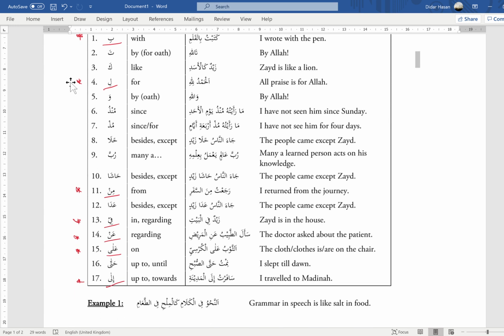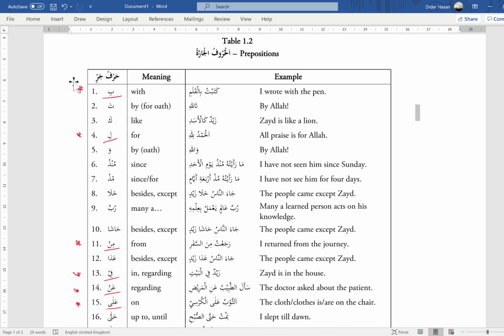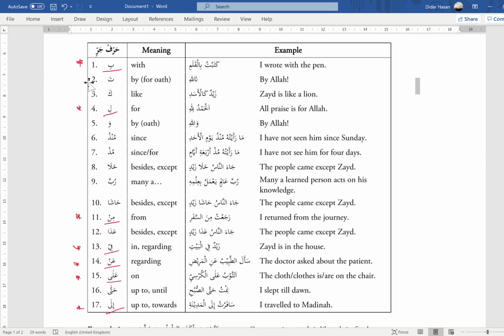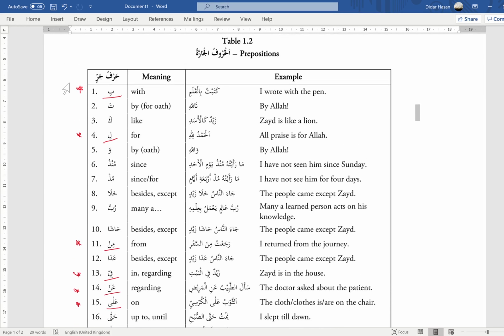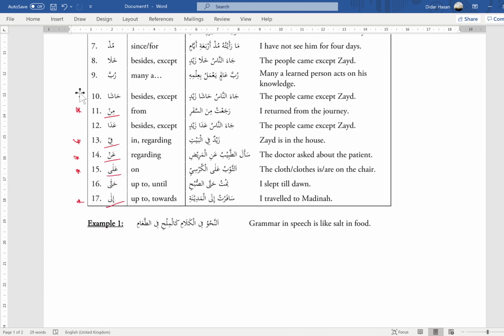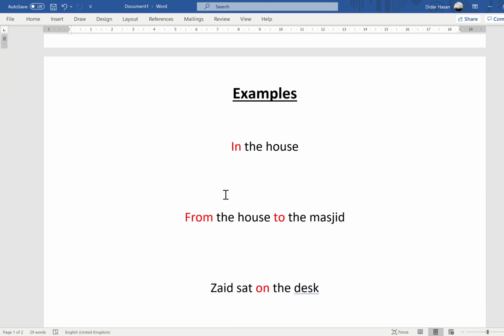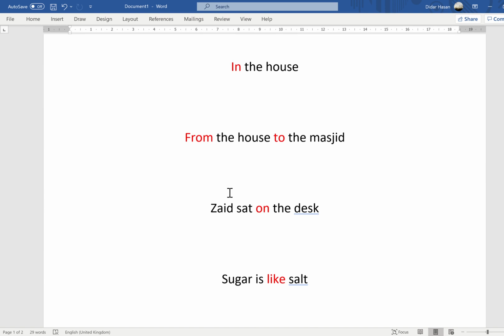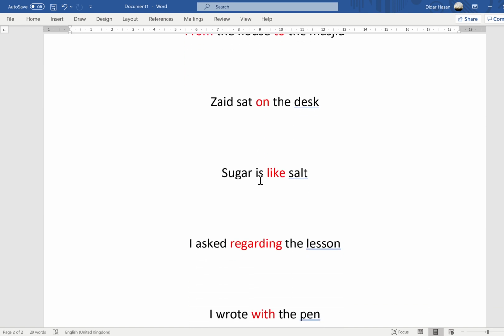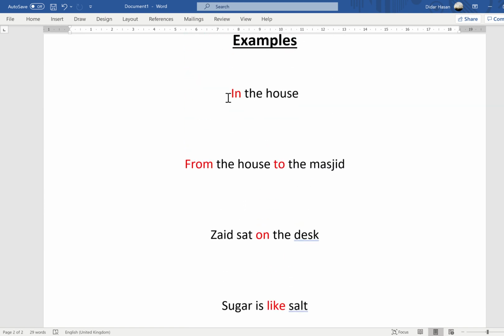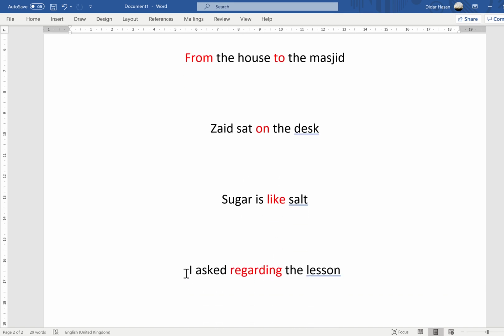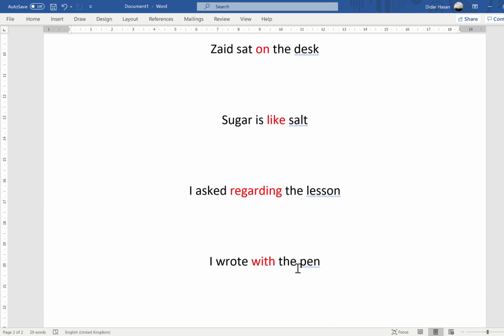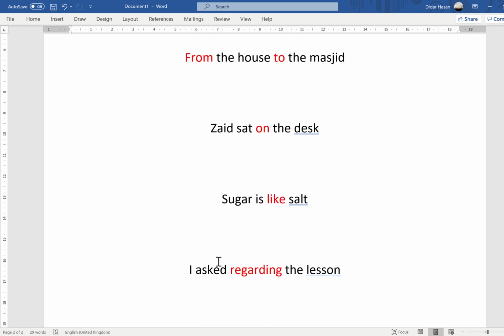Okay, so let's go through some examples. If you need to pause the video and digest what we've done so far, feel free to do so. Once you're ready, let's move on. Okay, so these are some examples: in the house, from the house to the masjid, Zayd sat on the desk, sugar is like salt, I asked regarding the lesson, I wrote with the pen.